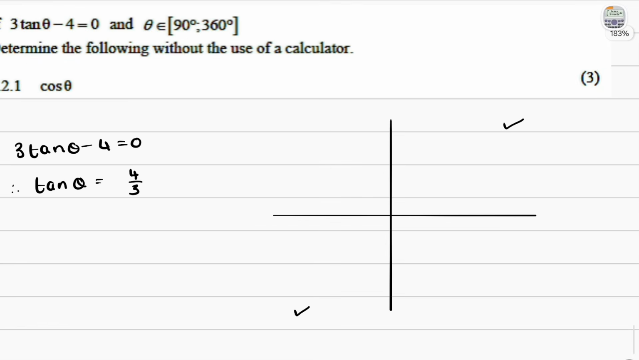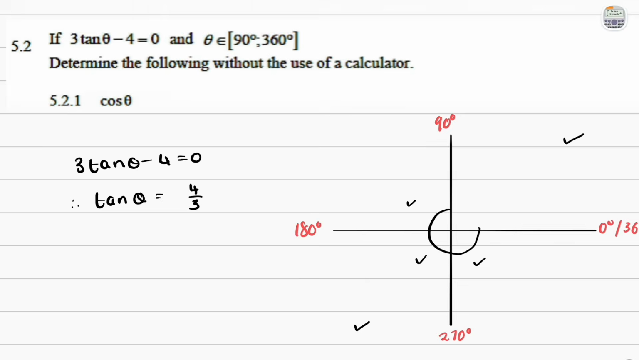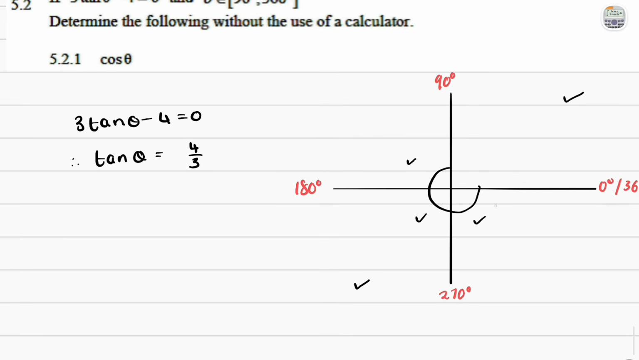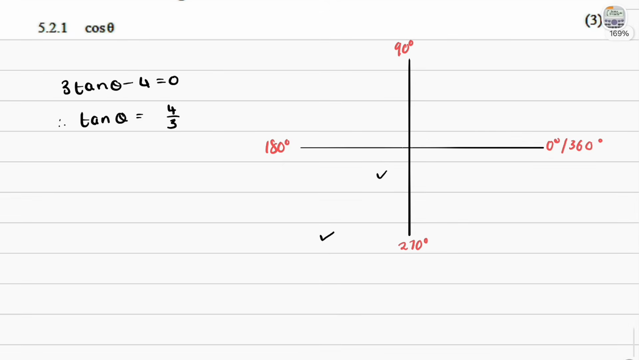So if we're counting these, remember, this is 0, this is 90, 180, 270, and then back at 360. If we mark all the quadrants between 90 degrees and 360 degrees, we'll start here. So 90 degrees to 360 degrees are these three quadrants. But you see now that the only quadrant that satisfies both requirements, that tan is positive and it lies between these quadrants, would be the third quadrant. It's the one with 2 ticks. So that's what we're going to take. We're going to go ahead and draw our terminal arm in the third quadrant.